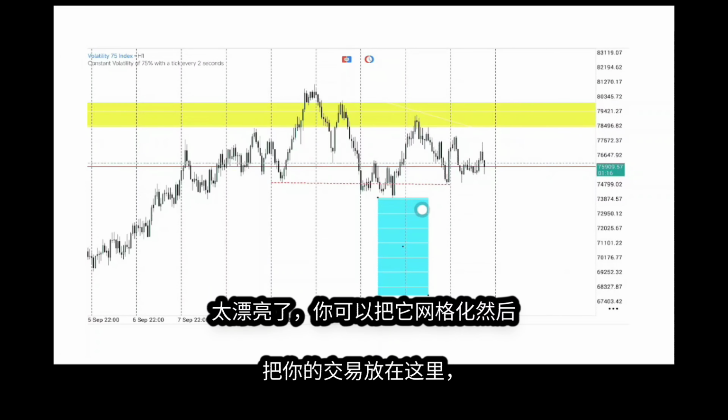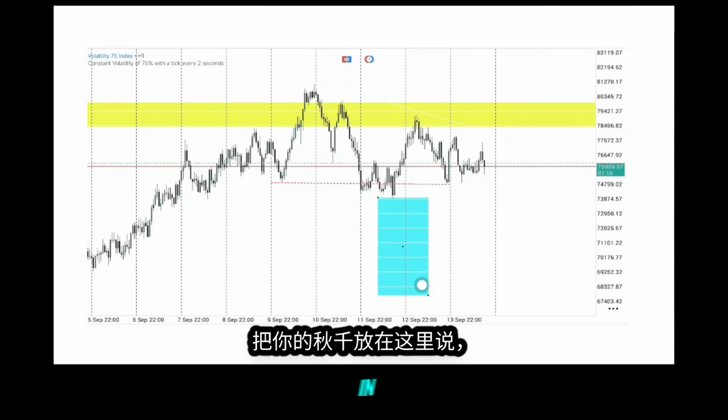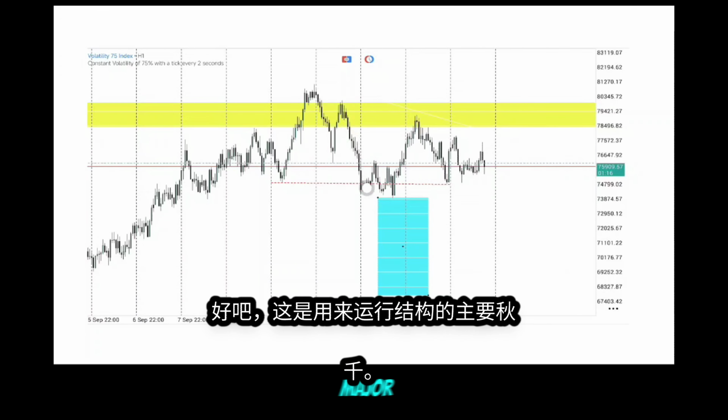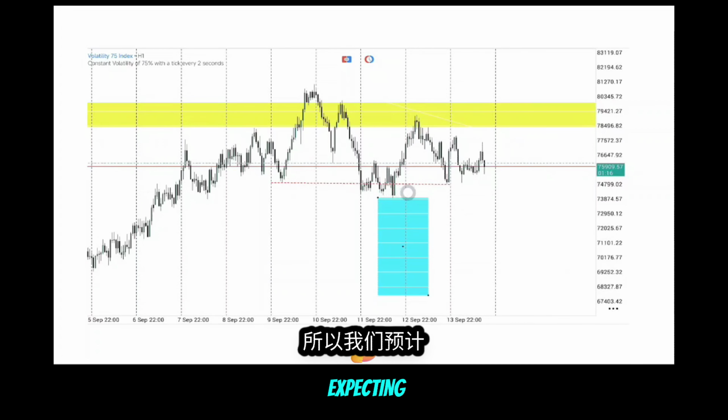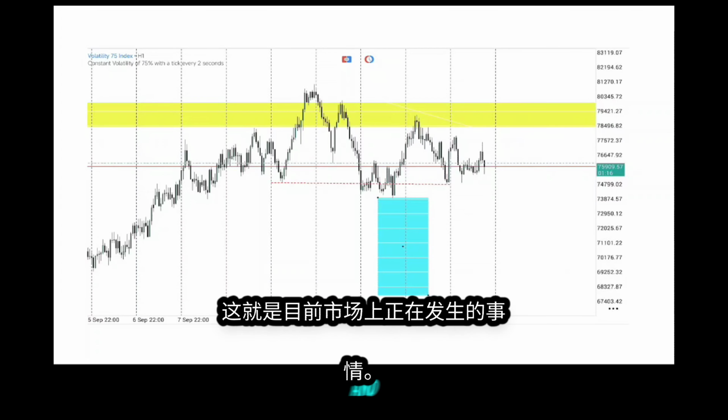So beautifully, you can grade it and put your trade right in here, put your swing right in here and say that, okay, this was the major swing that was used to run the structure. So we are expecting that price would automatically come down and run this side. Beautifully, this is what is currently transpiring on the market.